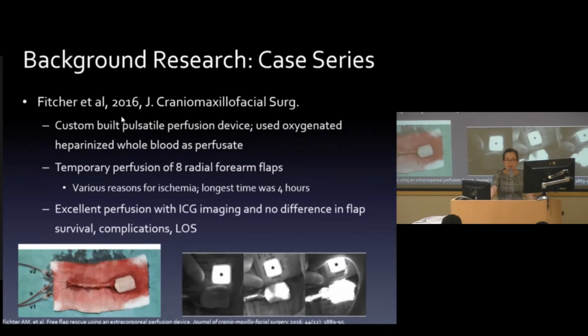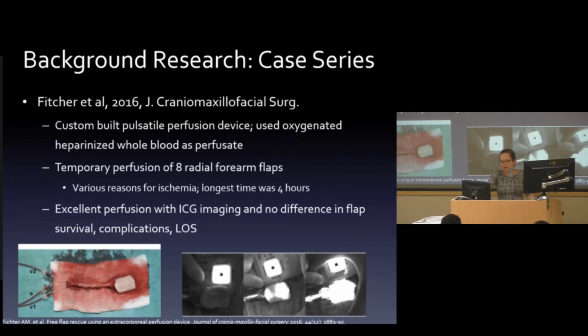There's also one case series existing for extracorporeal flap perfusion by Fitcher et al. in 2016. They used a custom-built perfusion device and oxygenated heparinized whole blood as their perfusate. They temporarily perfused 8 radial forearm flaps. They put the flaps on pump if they thought that the ischemia time was going to be over 2 hours, and there were various reasons for needing a long ischemia time.